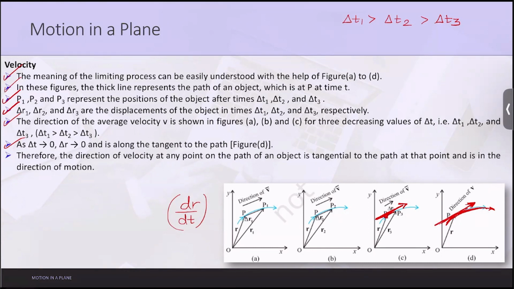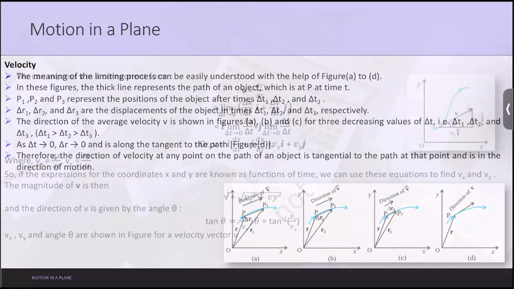Okay, fine. So that thing being said, the direction of the velocity at any point on the path of an object is tangential to the path at that point, and is in the direction of motion. Therefore what we got is that the direction of velocity at any point is tangential to the path. So this is the path, it is tangent to it, and what is the direction? The direction is in the direction of motion. So it is always in the direction of motion only, and it is always tangent. That is how we can understand this situation.